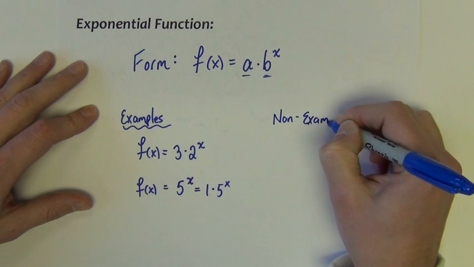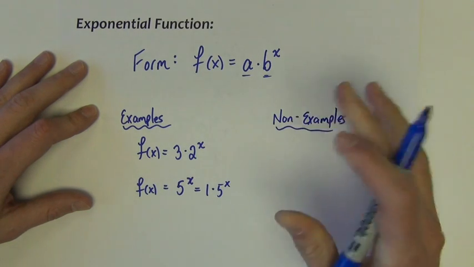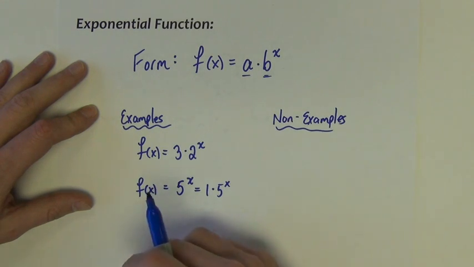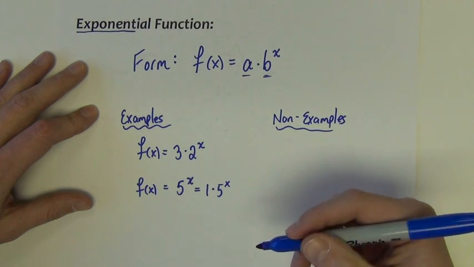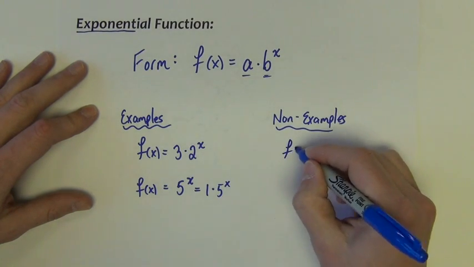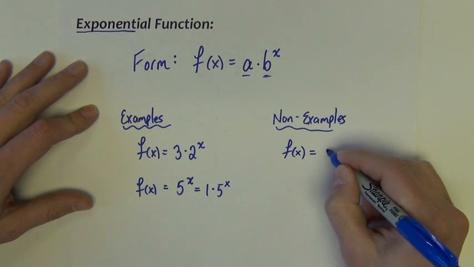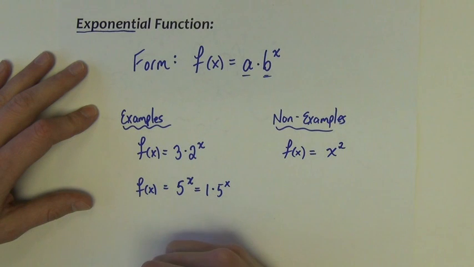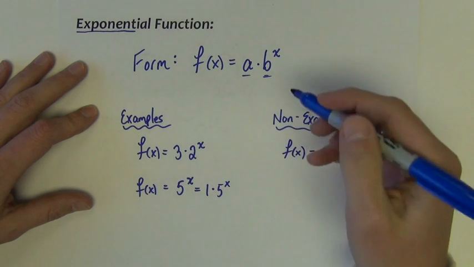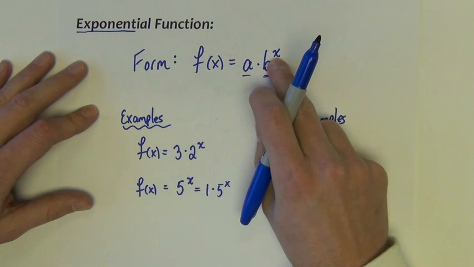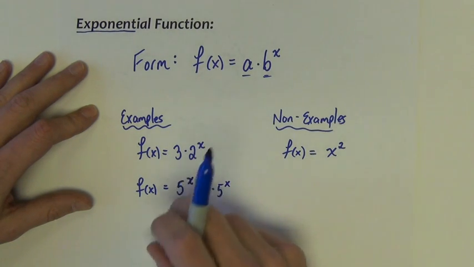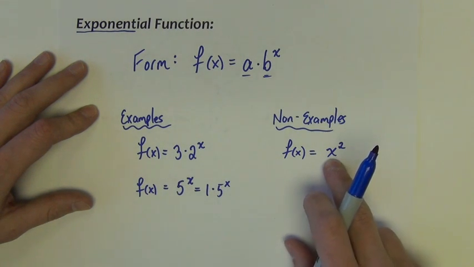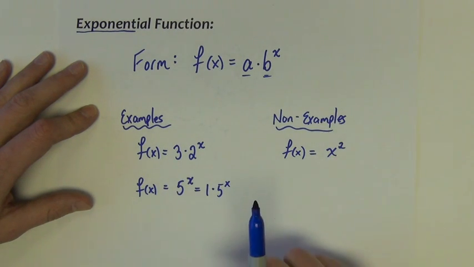Non-examples. Real quick, just because it's important to distinguish between what an exponential function is and what it isn't, because you see the word exponent and you think, well, something with an exponent is an exponential function, like x squared, and that's not correct in this sense. The exponent specifically has to be the independent variable x. That's what makes this an exponential function. So when the x is located as the power, as the exponent, that's an exponential function. When the x is located in the base, then it's not an exponential function.